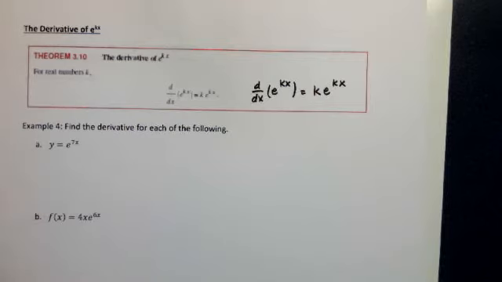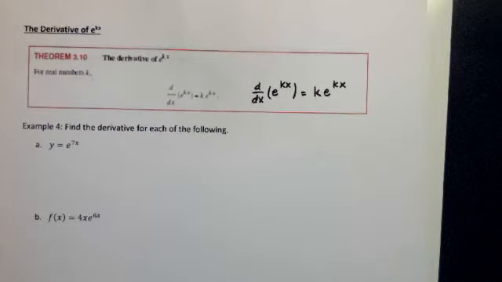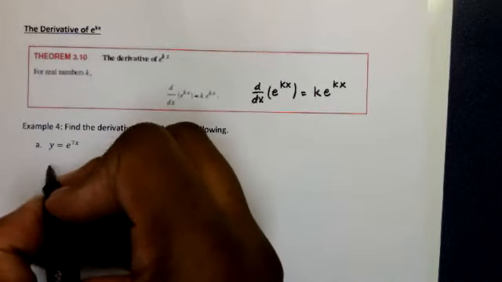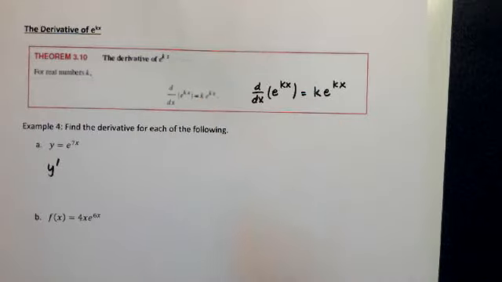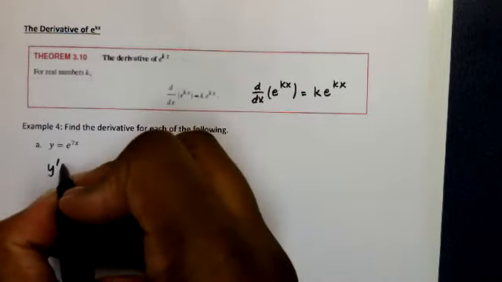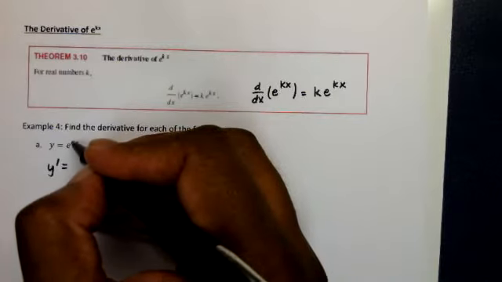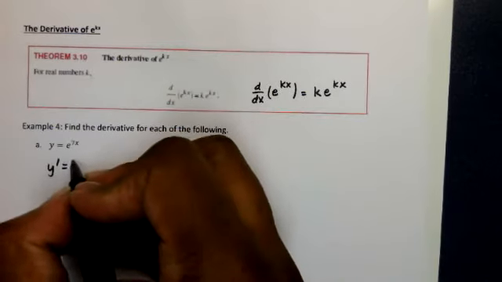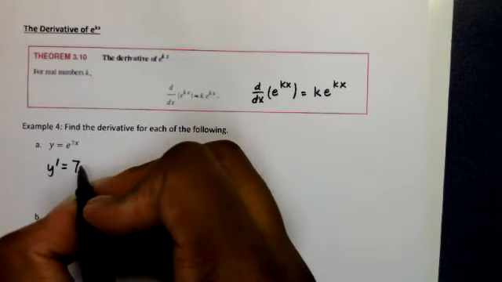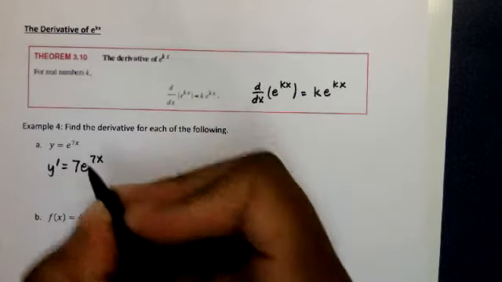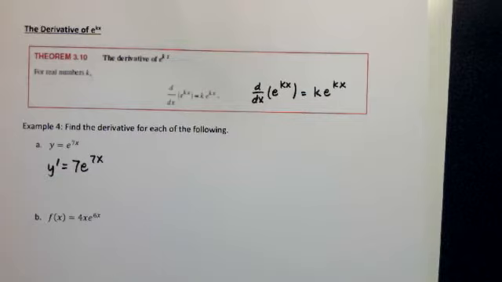So now let's look at example 4, part A. Here I want to find the derivative of the following. Let's say I want to find the derivative of y is equal to e to the 7x. So applying this theorem up here, y prime is equal to the coefficient of my x in that exponent, which is 7. I'll write that down. And then the derivative of e to the 7x is just simply going to be e to the 7x. That's all there is to it.